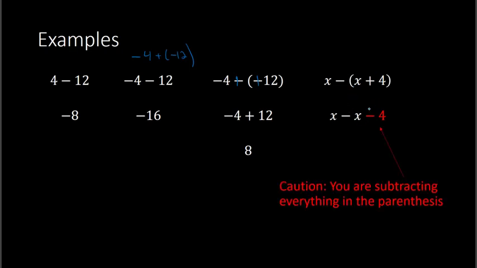All right, so be careful. You're subtracting everything in the parentheses. So the common mistake is people forget about the 4 and make it positive when it should be a minus 4 as well. Now here, x minus x would give me 0. Anything minus itself would be 0. So we have 0 minus 4, which would simply be negative 4.